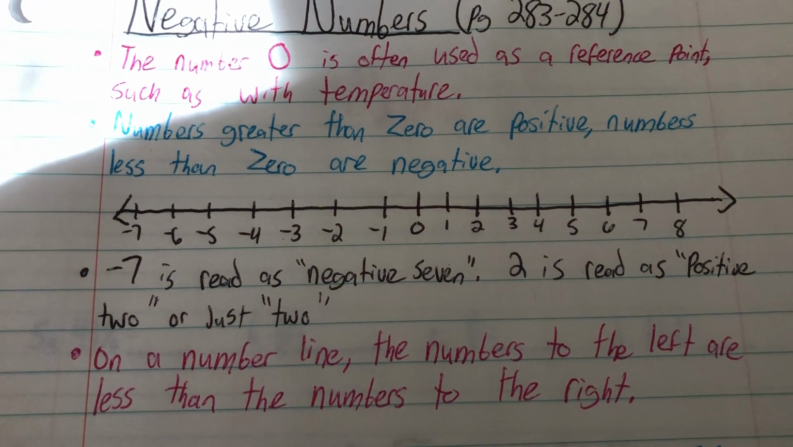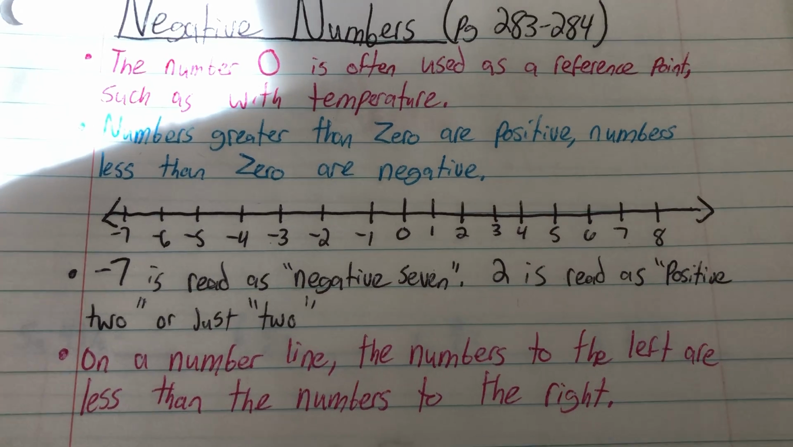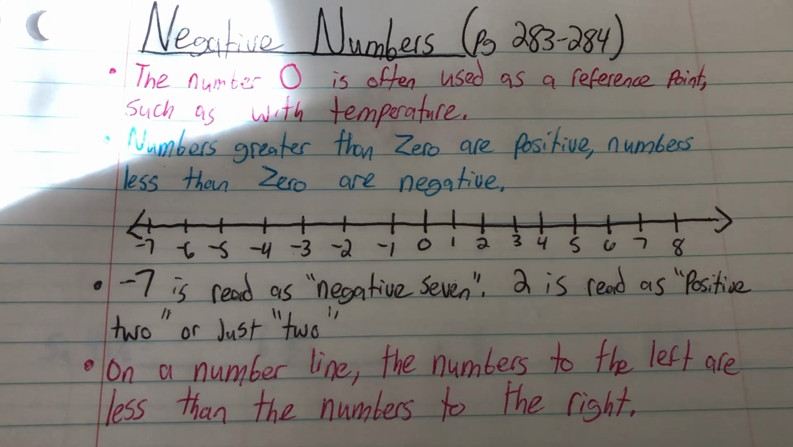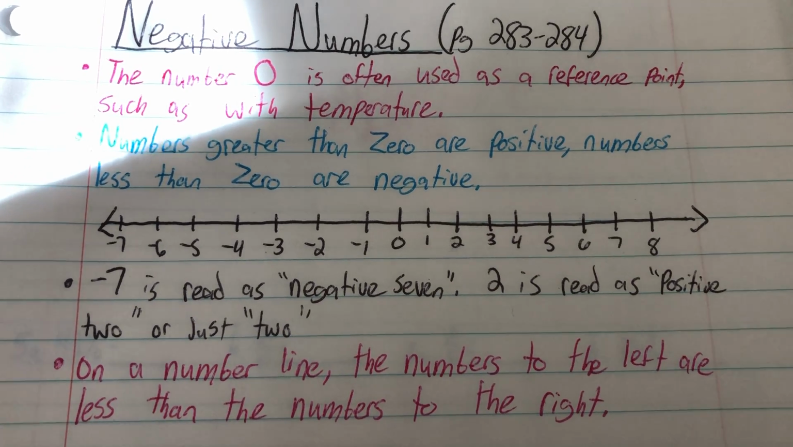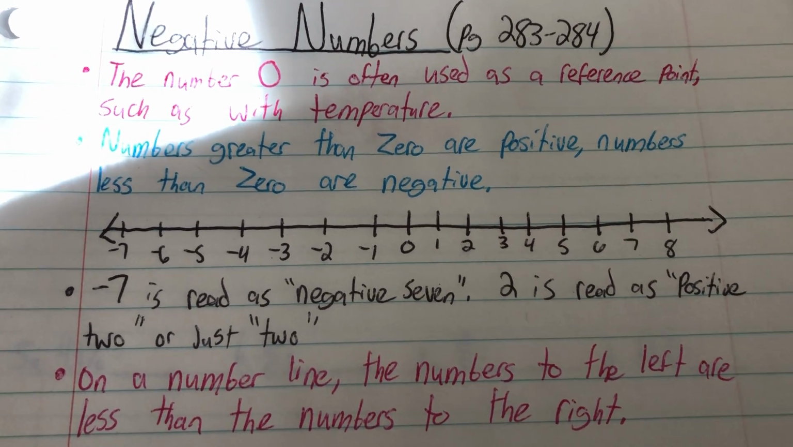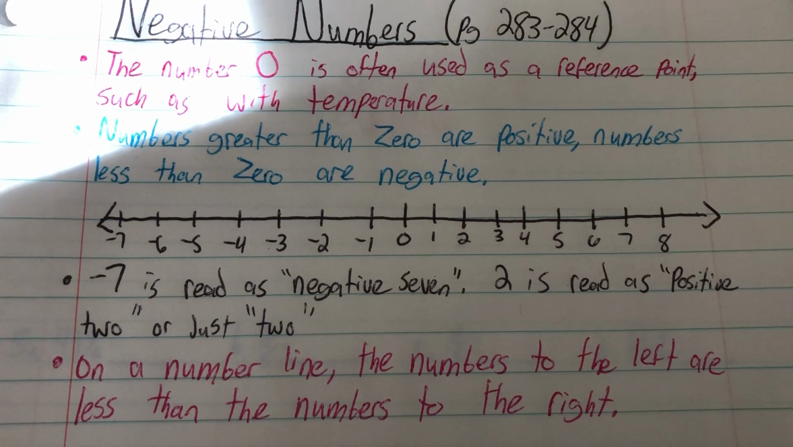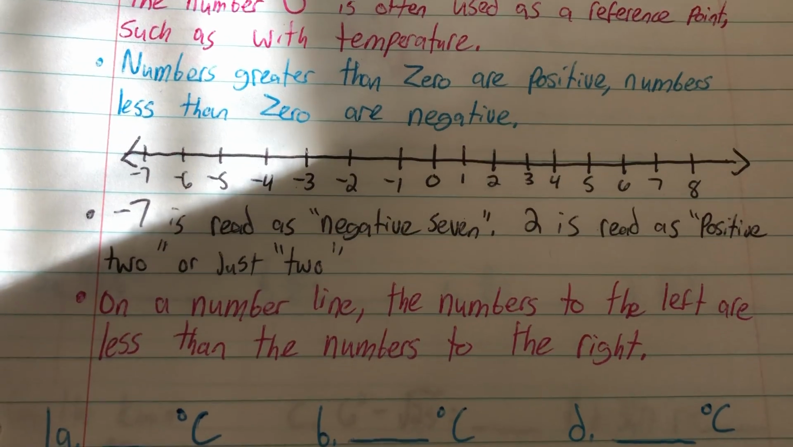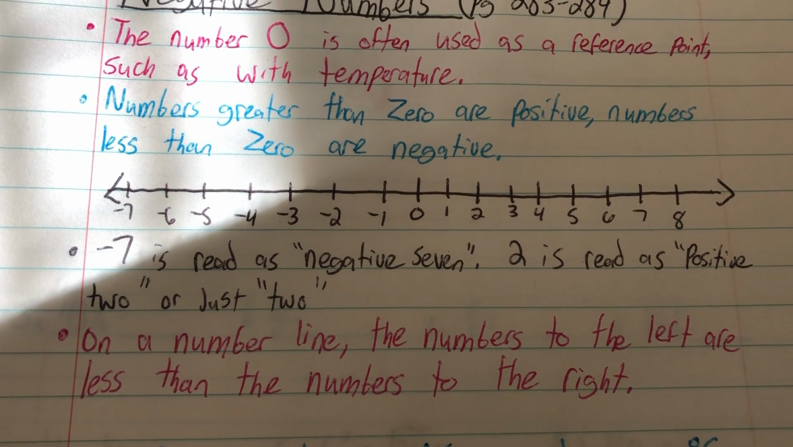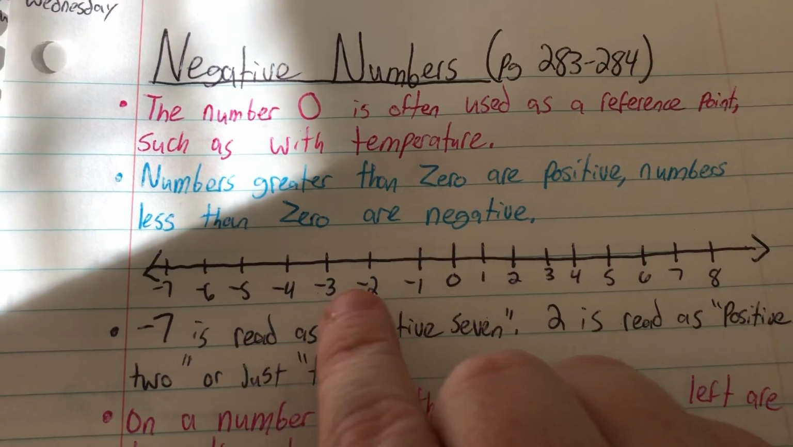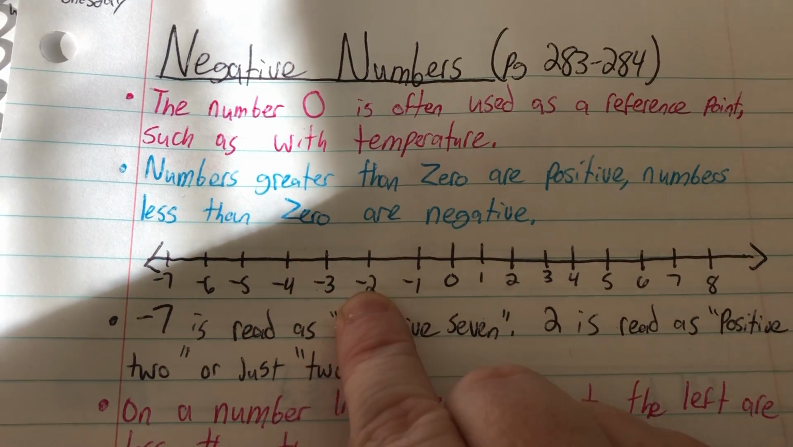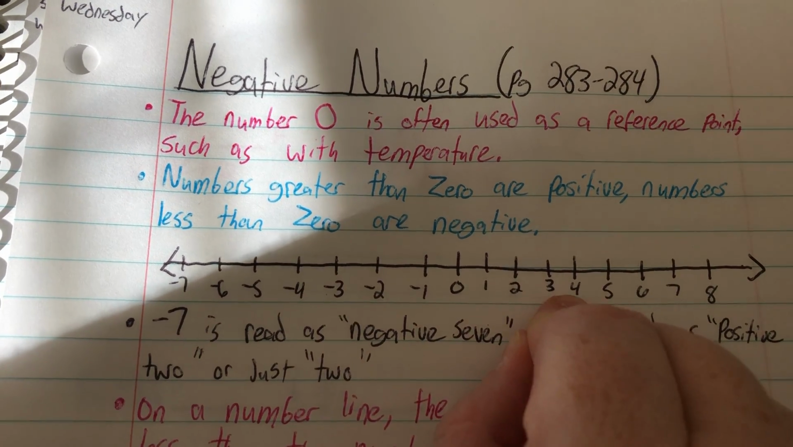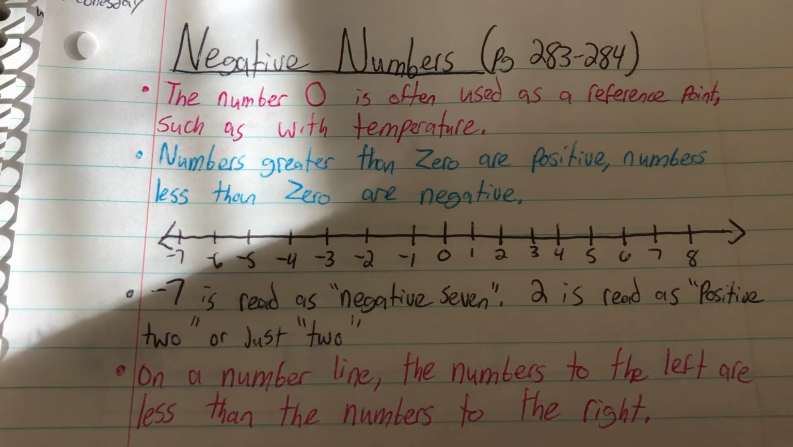That -7 is read as negative 7, and just a 2 by itself is read as either positive 2 or just 2. If it's a positive number, you don't have to put the word positive in front of it, but if you're talking positives and negatives, you might do that just to make sure you're more clear. And then on a number line, the numbers to the left are less than numbers to the right. So this -3 is less than -2. -1 is less than 4. Anything to the left is less than anything to the right.